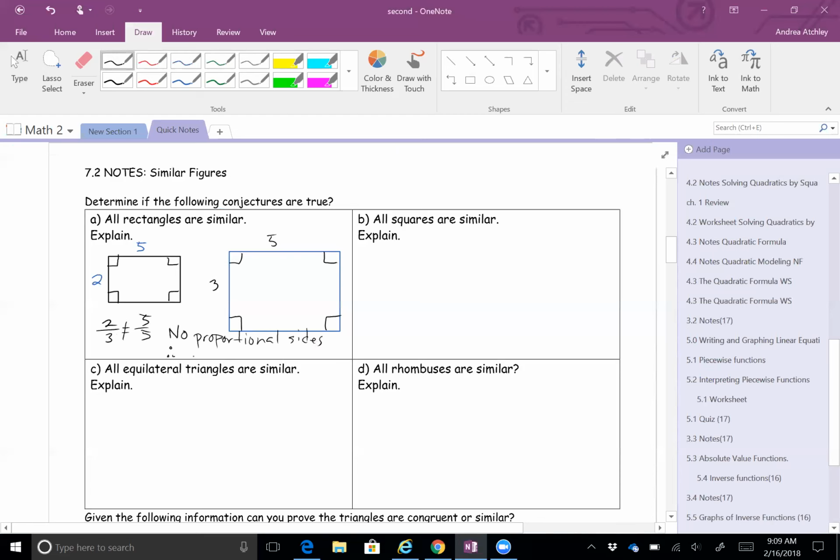Remember, therefore, no, the proportional sides. The sides are not proportional here. So therefore, all rectangles are not similar. Any questions over that?